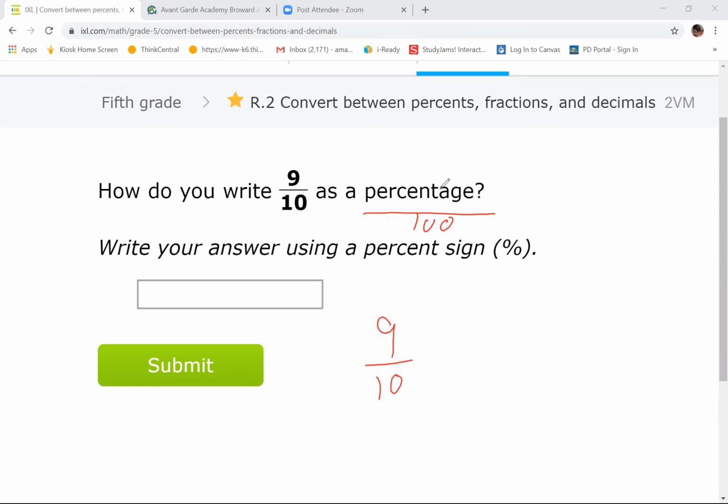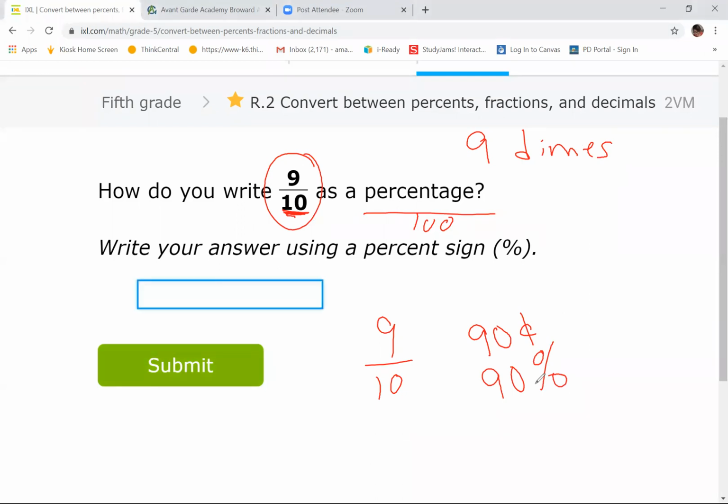You can't do that. But you know what you can think about? 9/10 would be like having 9 out of 10 dimes, because tenths would be a dime, wouldn't it? 9 dimes. How much money would you have? If you had 9 dimes, you'd have 90 cents, which means you have 90% of a dollar.